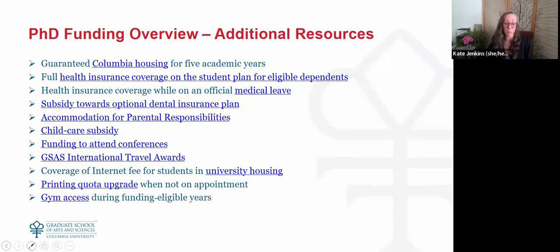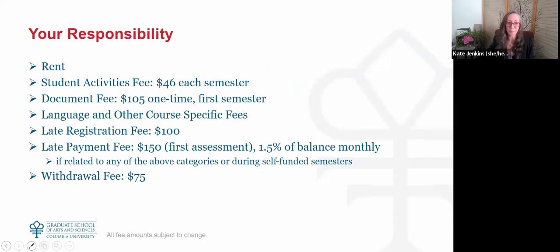You'll also, as I mentioned before, get announcements and opportunities. There's a newsletter that goes out to PhD students that will alert you to upcoming opportunities that you can take advantage of for funding, as well as other opportunities internally for work or research.